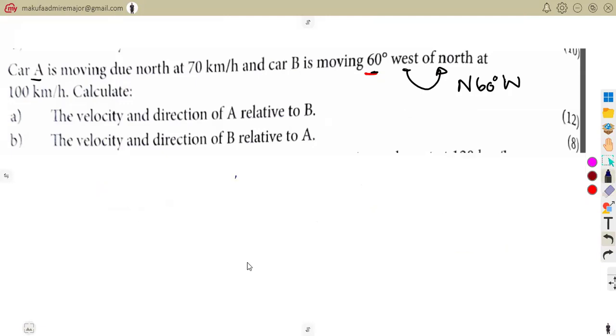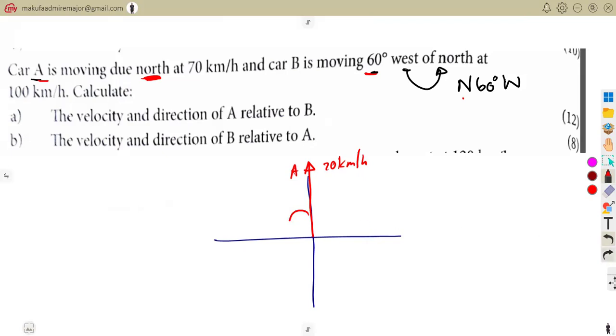From our sketch, we are going to have something like this from the information that we are given. They are saying A is going due north. Okay, this is our A. Then what is happening with B? We said it's north 60 to the west. This is the west side, so we are moving this way. Is that so? Yes, sir. So it is supposed to be something like this.